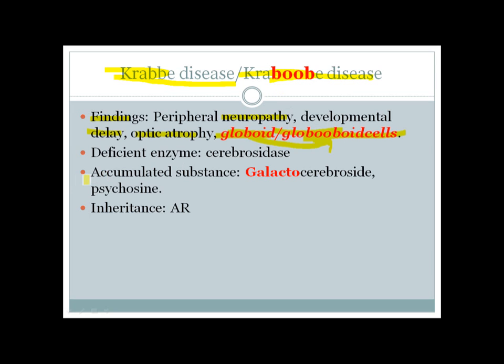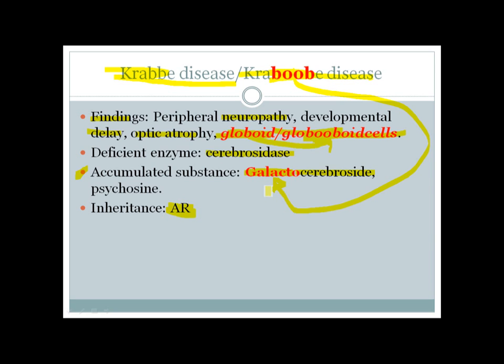So the accumulated substance in Kraboob disease is galactocerebroside. So you see there is resemblance. So boobs secrete galacto, boobs means milk, milk means galacto. So in case of Kraboob disease, you will have an accumulation of galactocerebroside, and the deficient enzyme is galactocerebrosidase. And the inheritance pattern, like most of the diseases, is autosomal recessive.